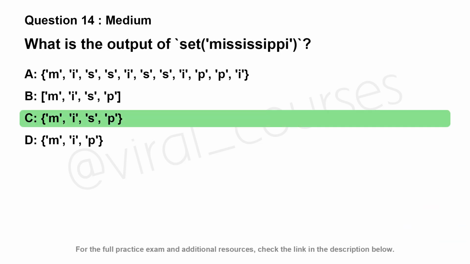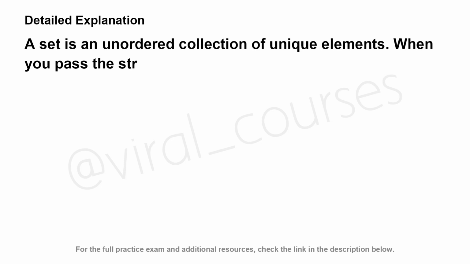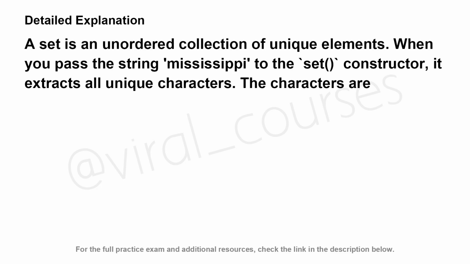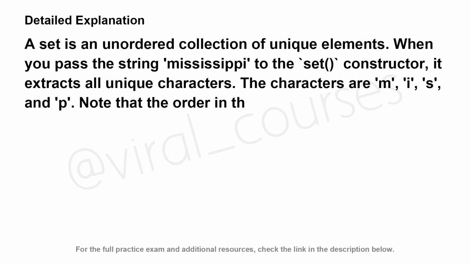The correct answer is C. A set is an unordered collection of unique elements. When you pass the string Mississippi to the set constructor, it extracts all unique characters. The characters are M, I, S, and P. Note that the order in the output set may vary.